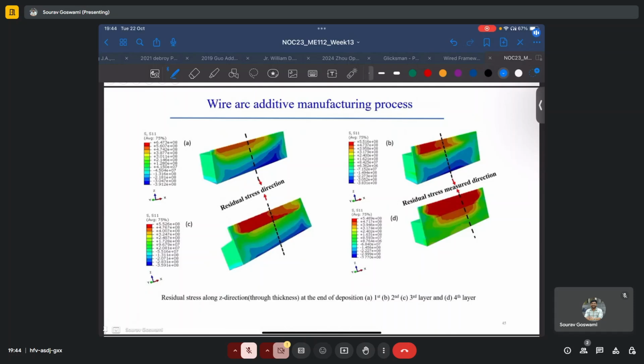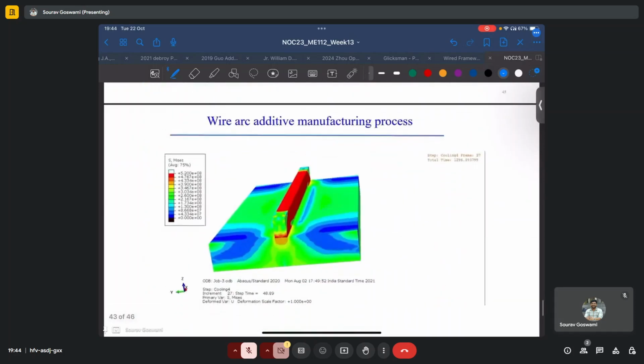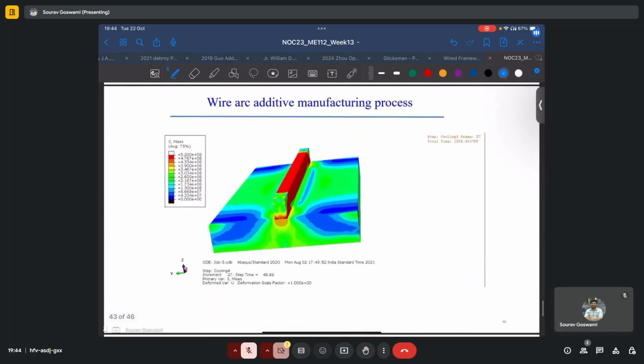So in figure A, we have only one layer of material. Figure B, two layers, three layers in C, and four layers in figure D. And we see how the residual stresses are also evolving with time. Here we also see a simulation of a multi-layer deposition using a wire arc source.